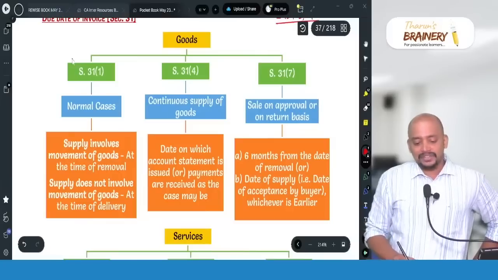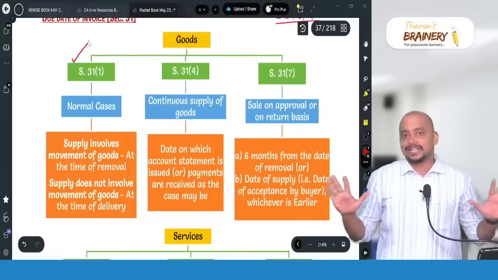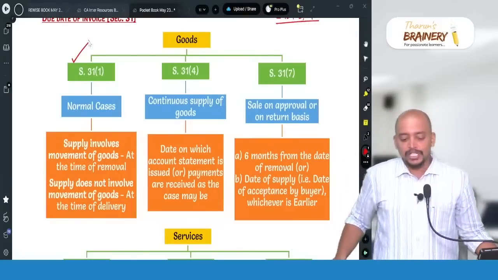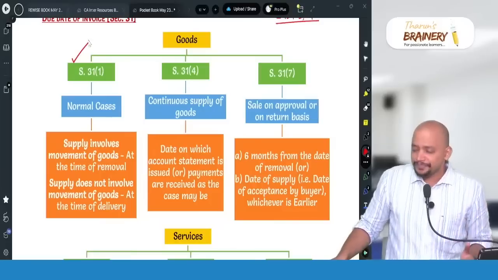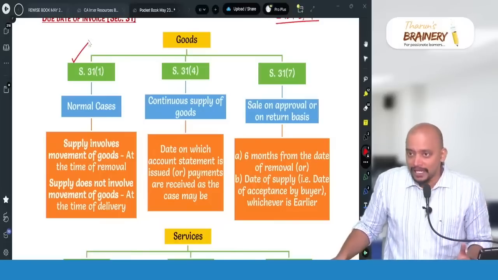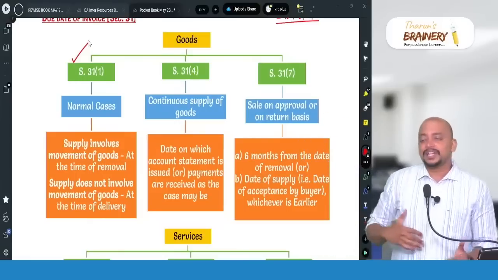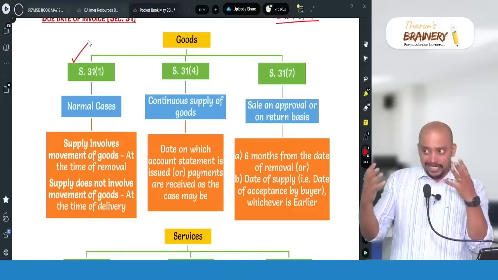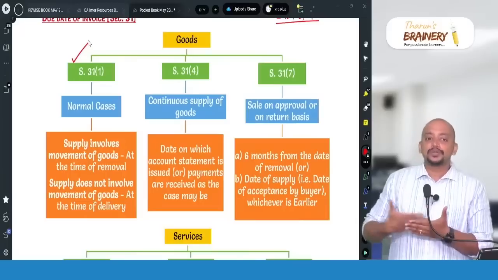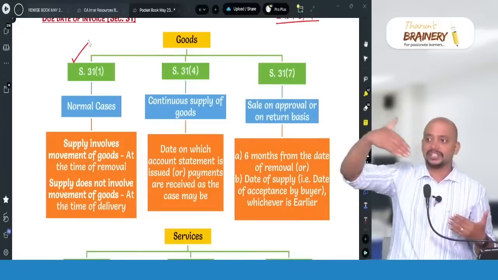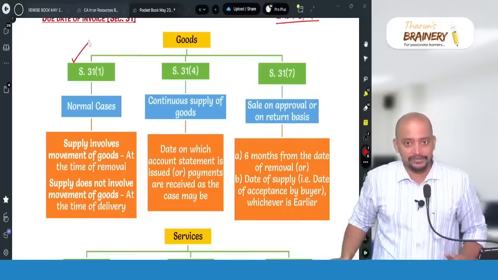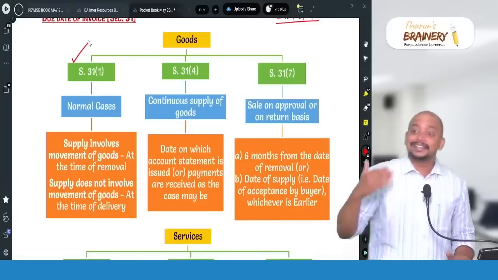So in case of 31(1) normal cases, we need to see whether the supply involves movement of goods; then we take the time of removal. If supply does not involve movement of goods, then the time of delivery. So when supply involves movement of goods under the contract of supply, I am transporting goods from one location to another location, then it is a supply involving movement of goods. So we need to take the time of removal.